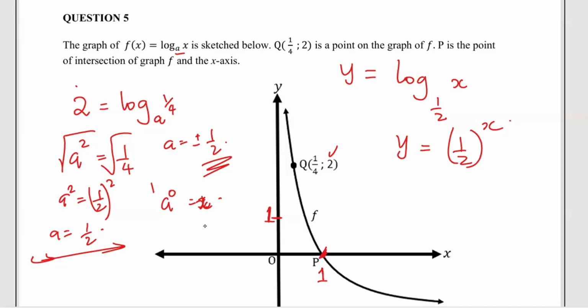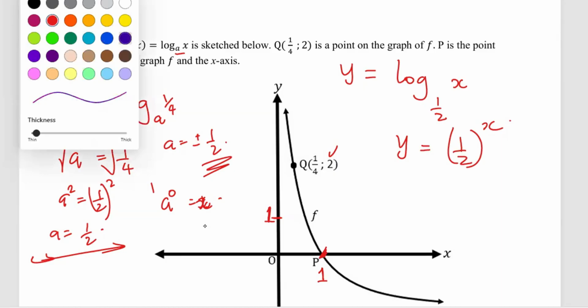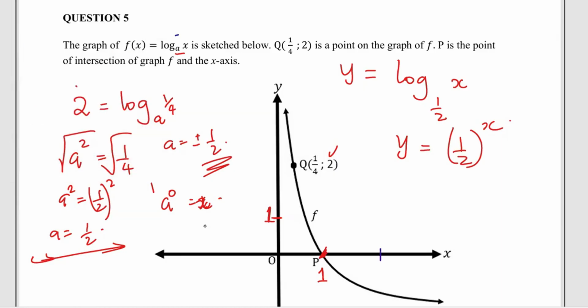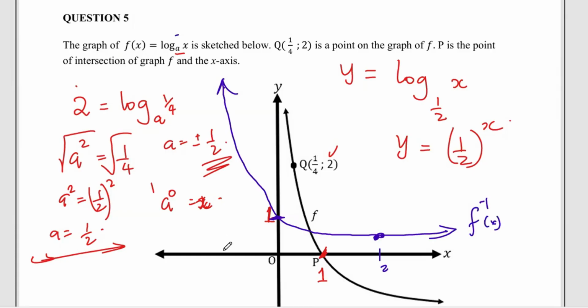If this point is (1/4, 2), meaning that the other point of interest could be (2, 1/4). This is 2, a quarter, could be somewhere there. And then just join, and then you draw your inverse. So we have something like that. It should be cutting the y-axis at 1, and then it should be moving towards the x-axis. Okay, so that is our f inverse of x.